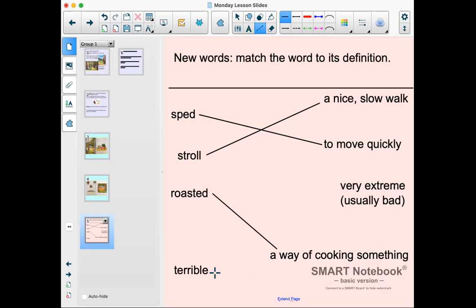And finally, we have our last word, which is terrible. And we can see that we only have one choice left. So terrible must mean very extreme, and it's usually very bad. Usually it means very bad. Fantastic. Good job matching the words to their definitions.